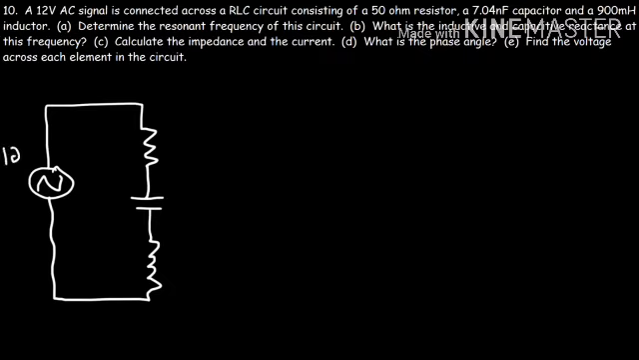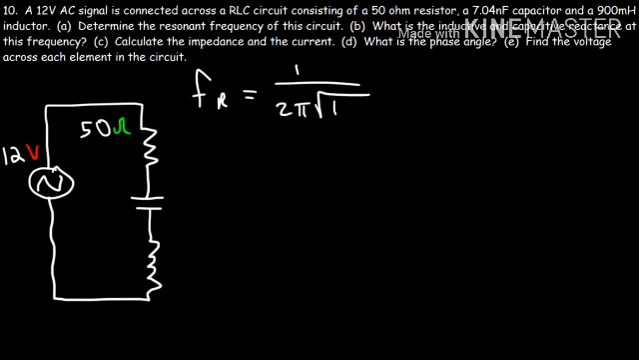So the voltage is 12 volts, and the resistance is 50 ohms. Let's calculate the resonant frequency to begin. It's going to be 1 divided by 2 pi times the square root of LC.